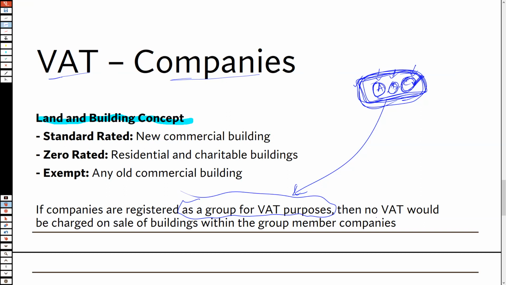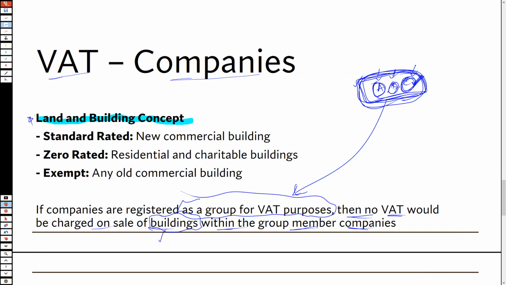If the companies are registered as a group for VAT purposes, then no VAT would be charged on the sale of building within the group member companies. It's not only to the extent of buildings. Any asset which is sold within the group companies, no VAT would be charged. But why have I specified the word buildings over here? Because in this question, the VAT area is pertaining to the land and building.